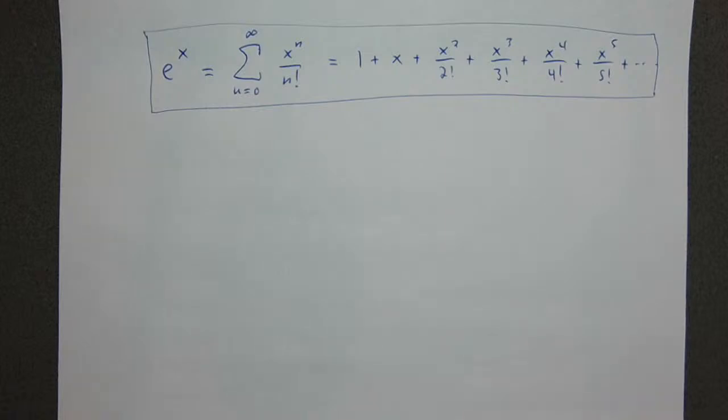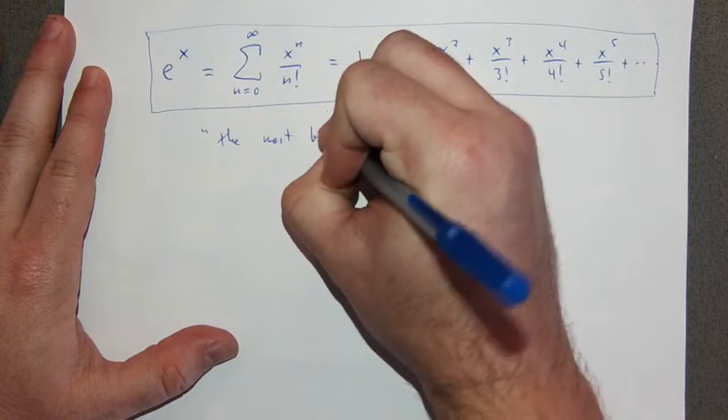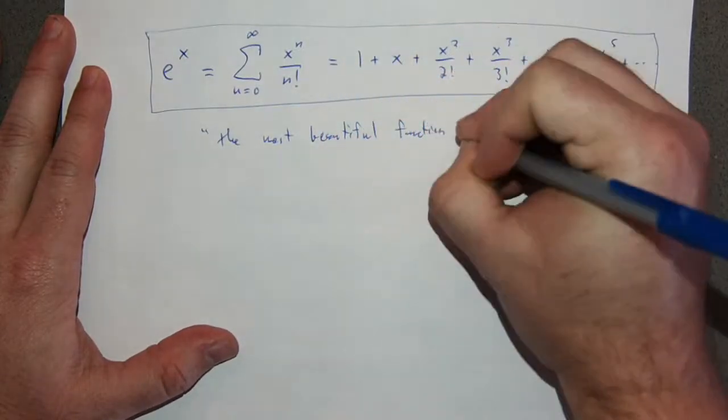Some people in some math books do this. Serge Lang wrote a graduate textbook on complex analysis, and I think it begins basically saying that the exponential function e to the x is the most beautiful function in all of math. And here's its definition: e to the x is the sum from n equals 0 to infinity of x to the n over n factorial. This is the most beautiful function in all of math. So why would this be called the most beautiful function in all of math?